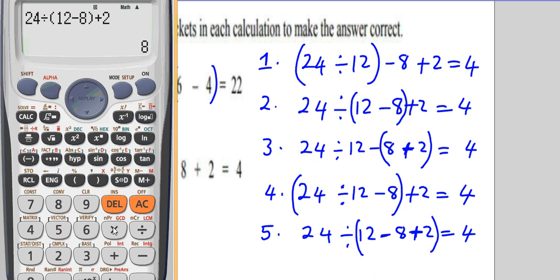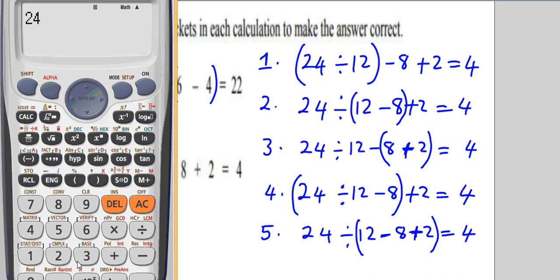Move on with the third possibility. We have 24 divided by 12, then minus, open brackets, 8 plus 2, close brackets. No, I'm getting negative 8. Then try the fourth possibility: open brackets, 24 divided by 12 minus 8, close brackets, then add 2. No, I'm getting negative 4. Try the last possibility. Automatically that will be correct.